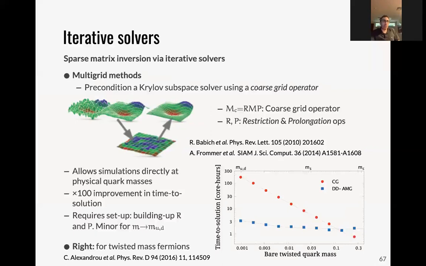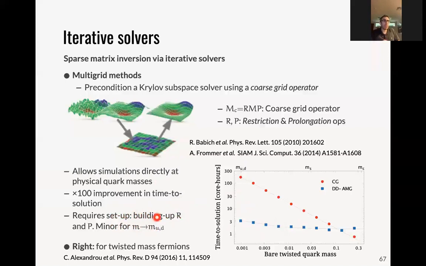And this is just the previous plot that I showed in the last slide with the red points here, which showed the critical slowing down. Once you tune this method appropriately, then you can obtain this kind of scaling when you use multigrid. And here I'm showing a specific flavor of multigrid. So these multigrid methods have allowed in recent years simulations directly at physical quark masses. You can see here that you obtain almost an order 100 improvement. So this vertical line here is the point where the bare quark mass corresponds to the physical quark masses.